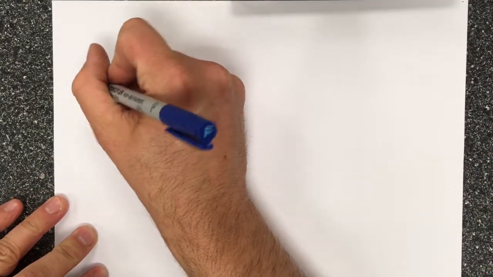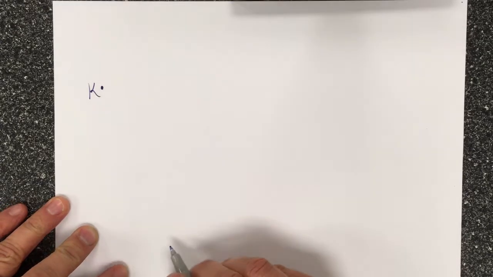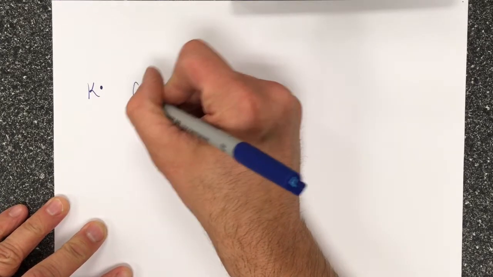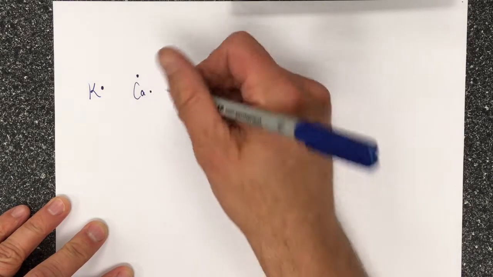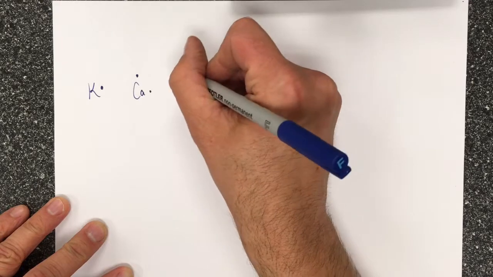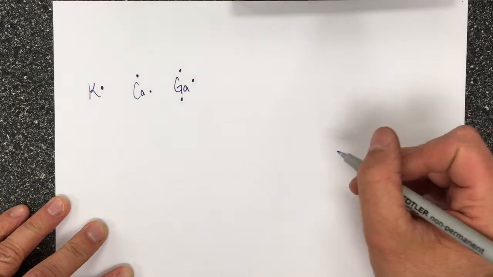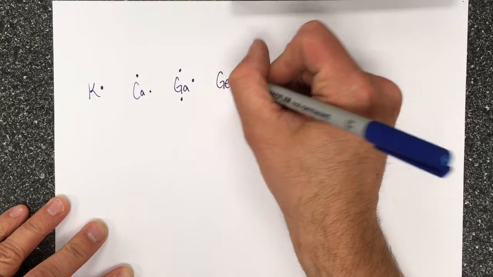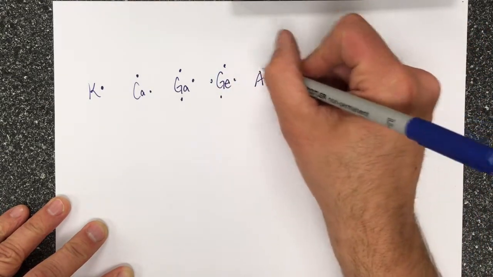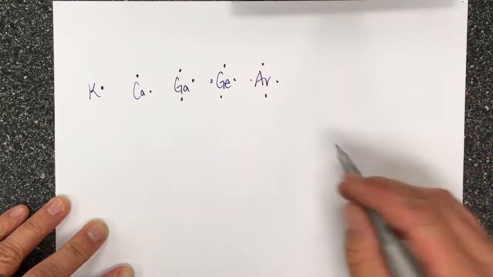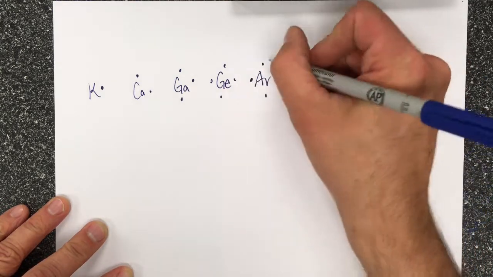And so if we were to draw some atoms that had Lewis structures, we would maybe pick potassium that's in group 1. It has 1 valence electron. Calcium in group 2 has 2 valence electrons. And then gallium, which is in group 13, has 3 valence electrons. Germanium in group 14 has 4 valence electrons. And arsenic in group 15 has 5. And once you get to 5, you fill in the 4 sides and you make a pair.